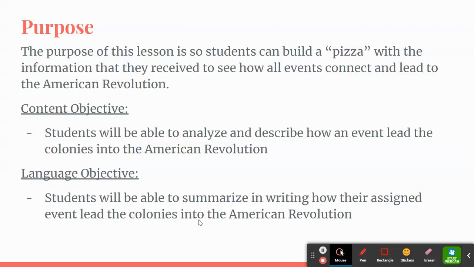So our content objective here is students will be able to analyze and describe how an event led the colonies into the American Revolution. And the language objective is students will be able to summarize in writing how their assigned event led the colonies into the American Revolution.